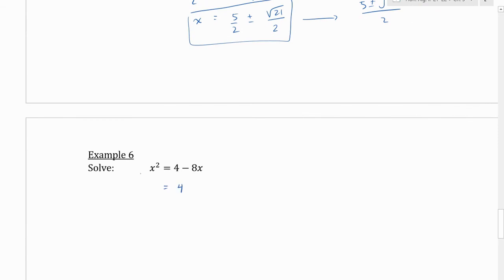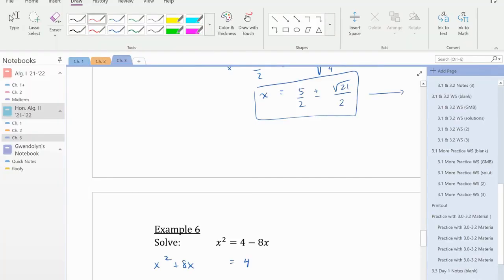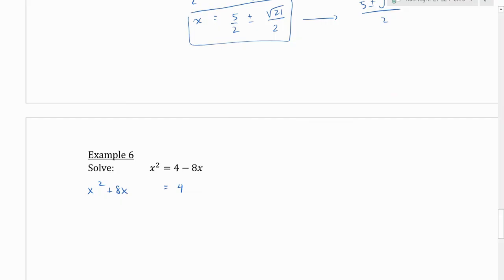All right. This problem, I'm going to leave the 4 over here. I'm going to bring the 8x back to this side. So I'm getting my variables on the left, constants on the right. And then same deal. I'm going to create my own square over here. Half of 8's 4, square it's 16. This is an x plus 4 all squared. Here's a 20. Twenty is 4 times 5.